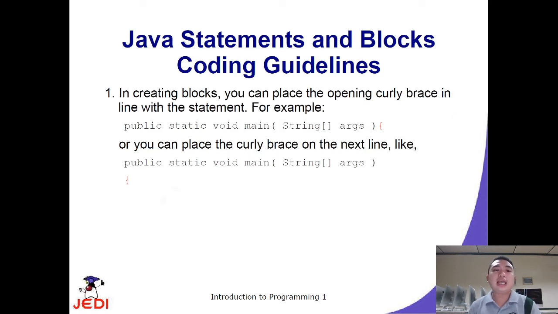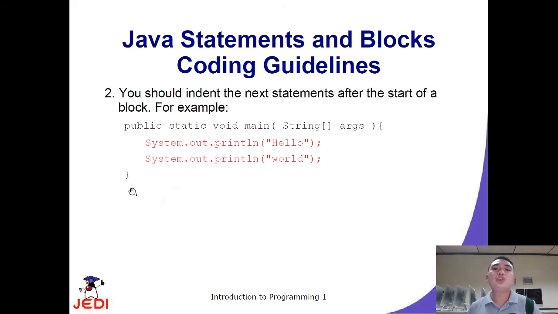So these are just coding ethics and guidelines. In creating blocks, you can place the opening curly brace in line with the statement. For example, you can put the opening brace at the end of the line of the method or class or the block, or you can place the curly brace on the next line like this. Second, you should indent the next statements when you start a block. When you notice there is an indentation space here, it is important for code readability. That means that statement is part of one block if it is indented.